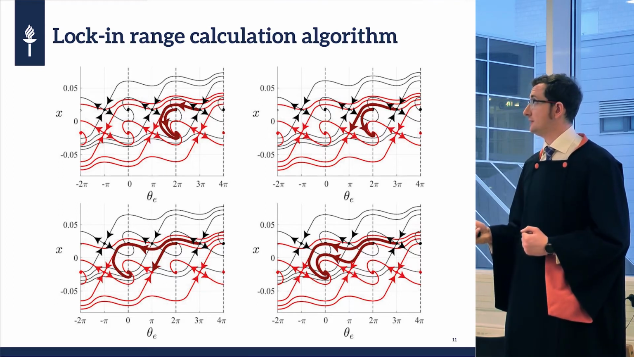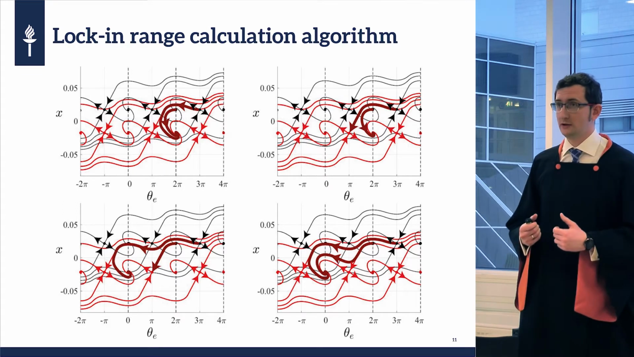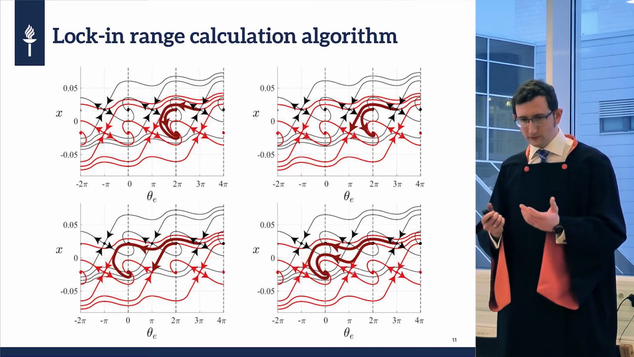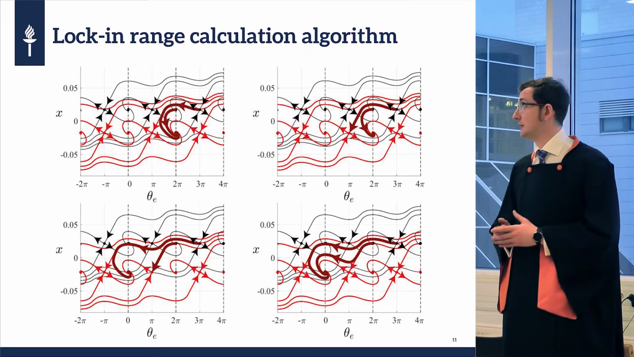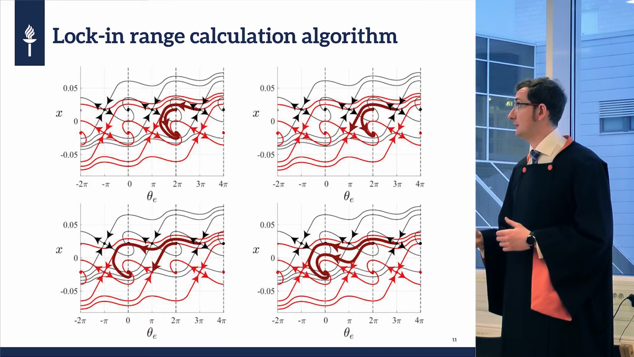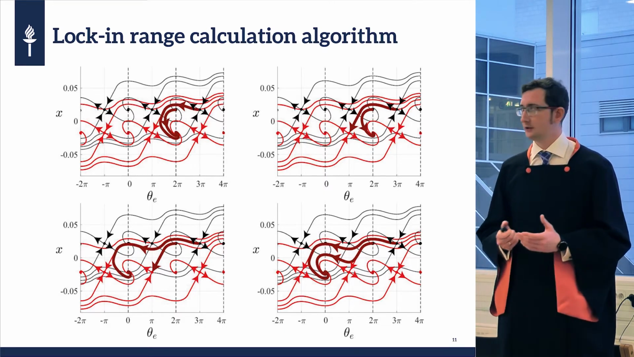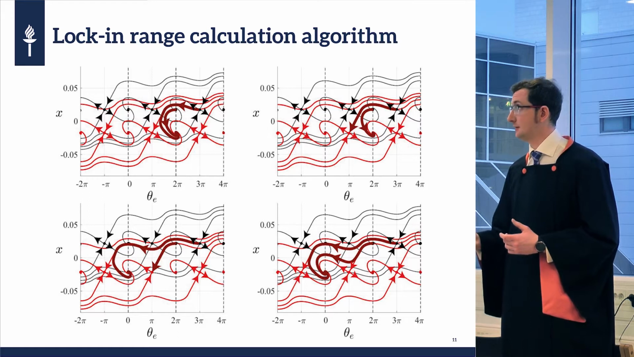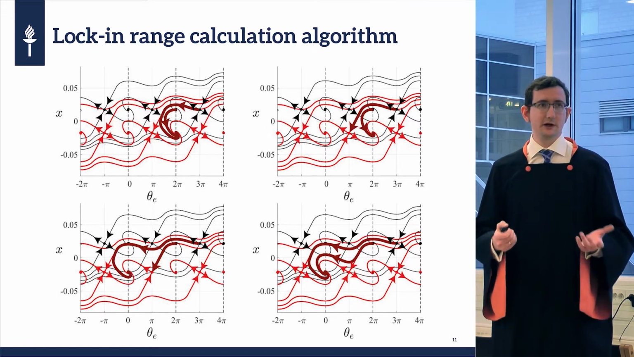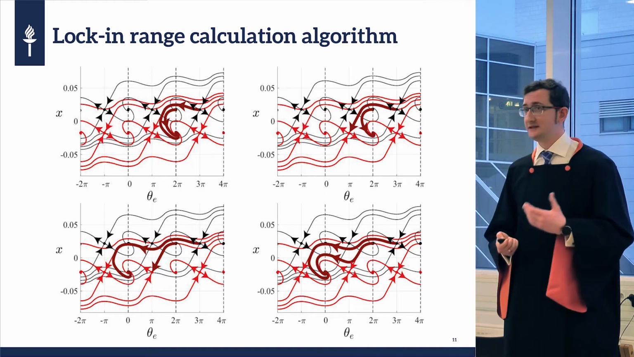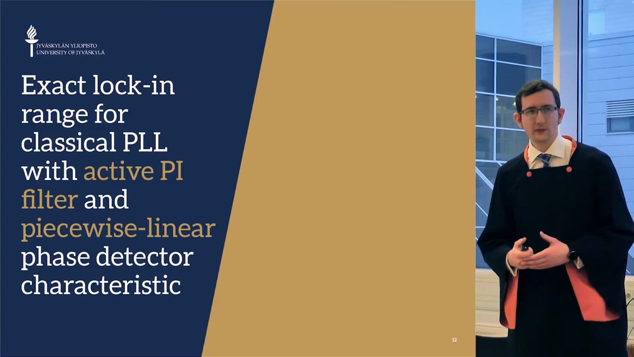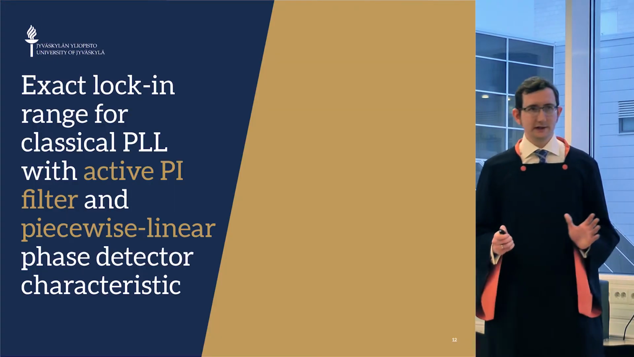So the desired situation is that we are on the boundary of this, and it is described by separatrix behavior. If one of the synchronization trajectories comes to an equilibrium, a saddle equilibrium actually, this is the boundary of the lock-in range. And it's easy to calculate now. So let's get to the results.